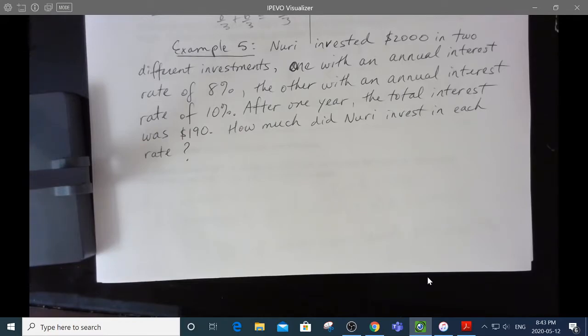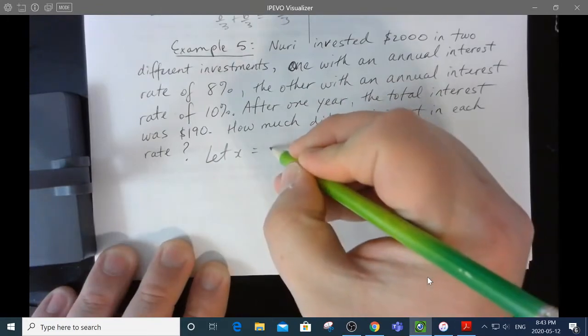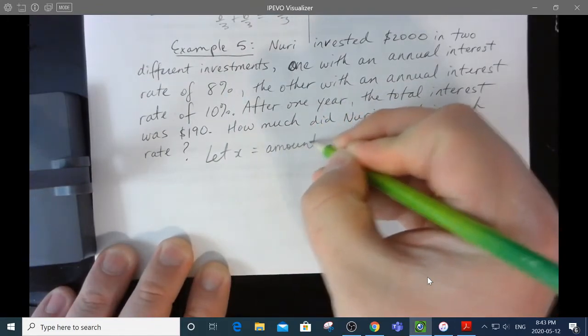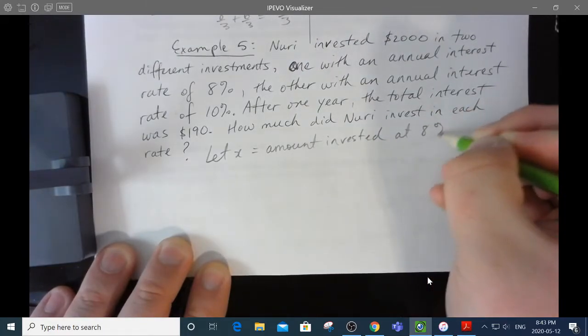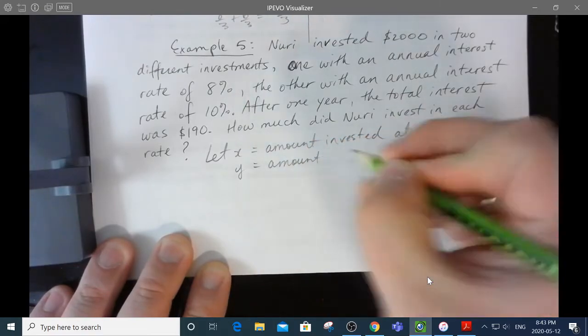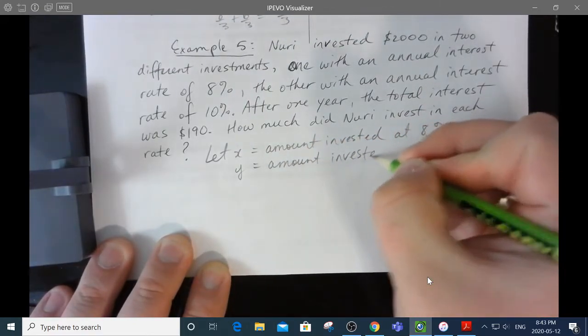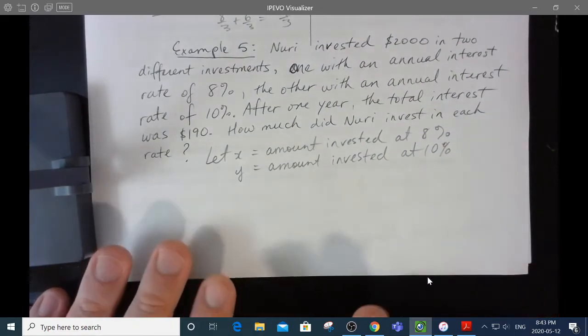Okay, pause the video and copy that down. Got it? All right, now let's solve it. I stole this question right from your textbook, and it's a good example of a question where decimals are useful. So let's see. I want a system of equations. I am going to let x equal amount invested at 8% and let y equal amount invested at 10%.